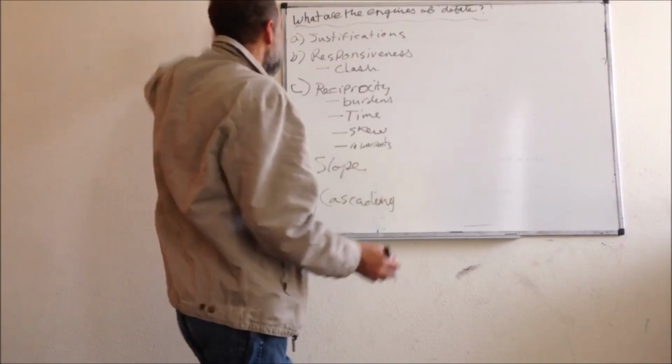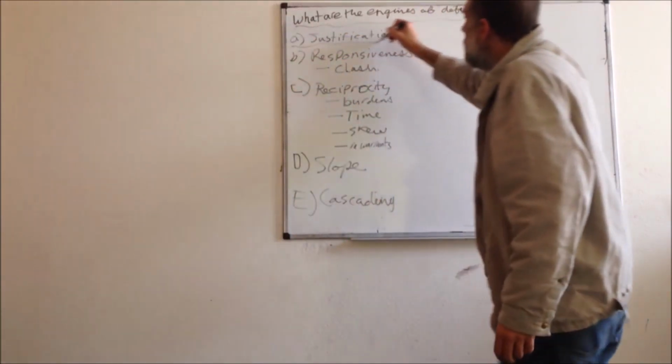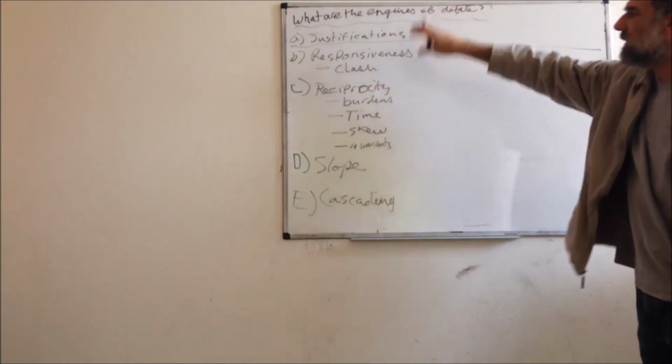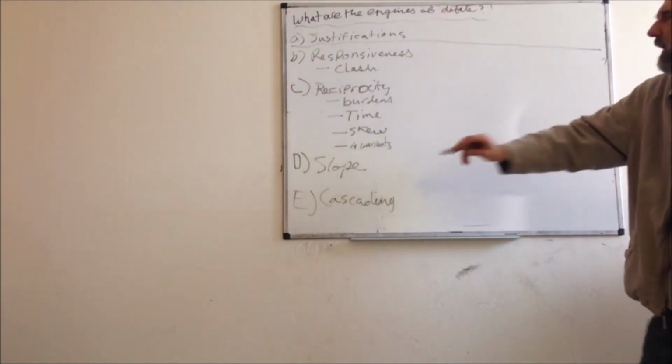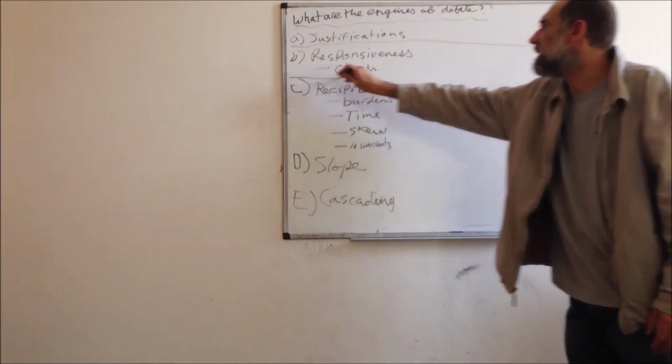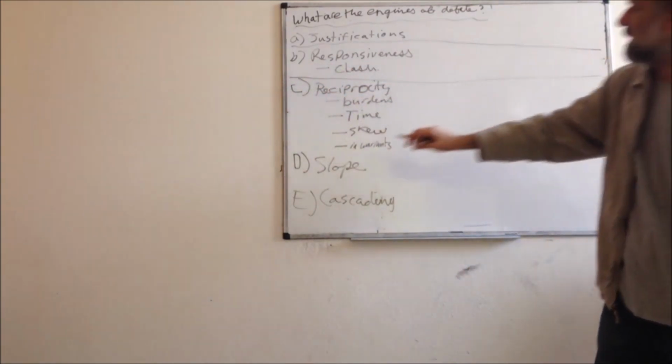Yeah. All right, look. So, justifications, these are the engines of debate. There are 5 engines of debate: justifications, responsiveness, reciprocity, slope, and cascading. And I'll explain what all these things are in a second here.